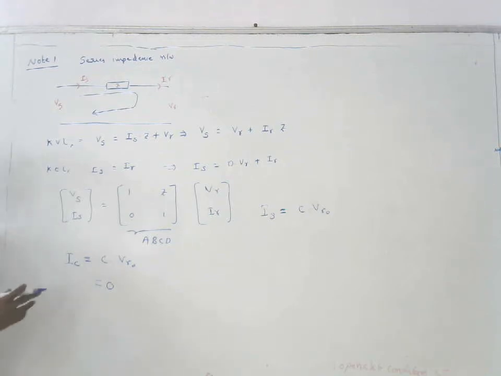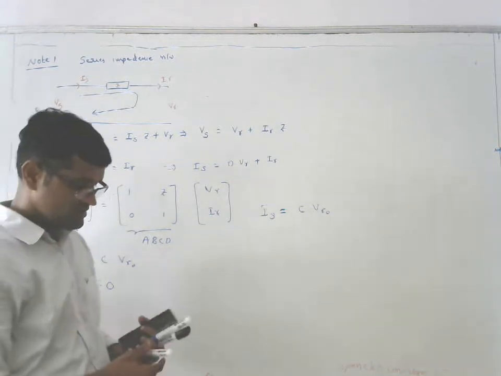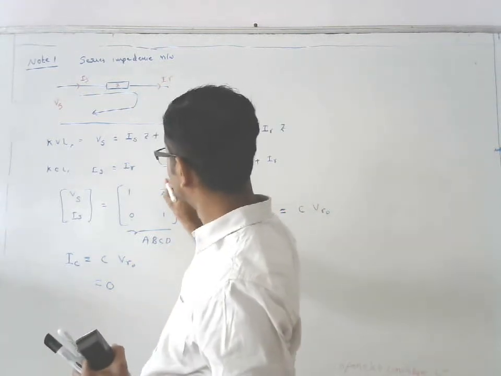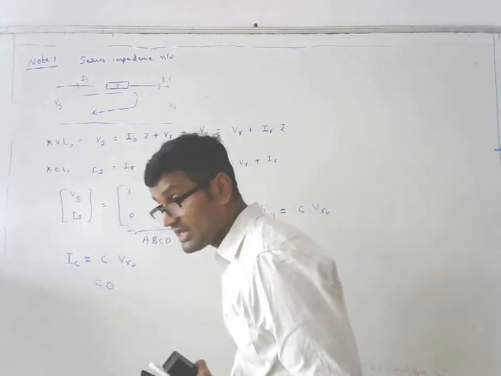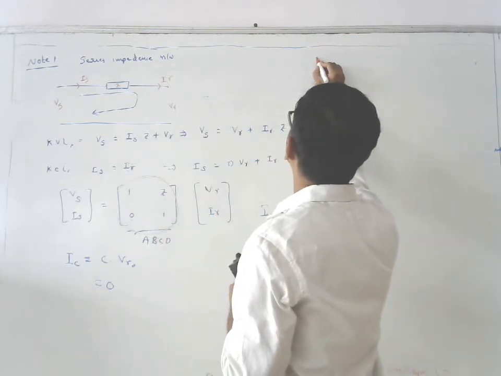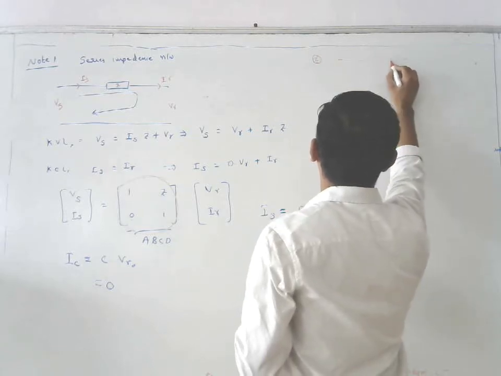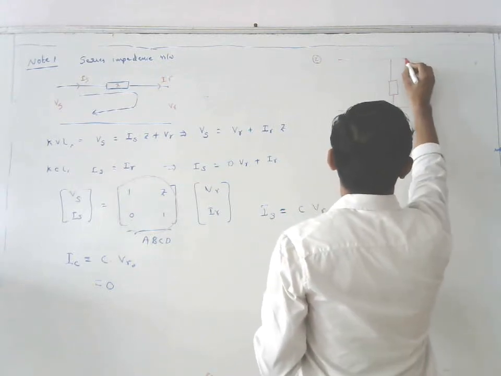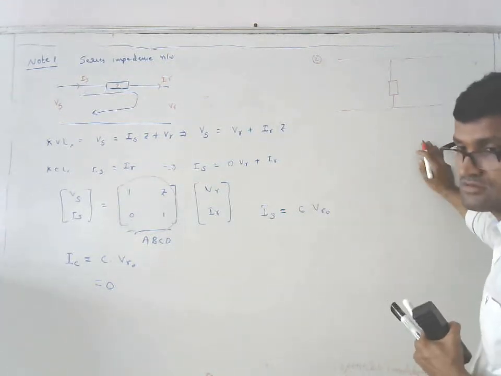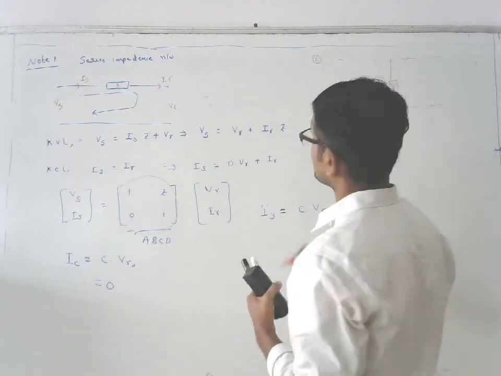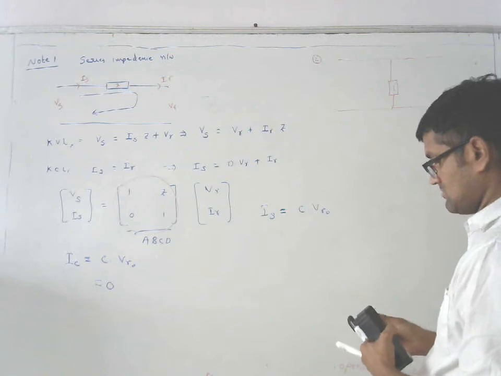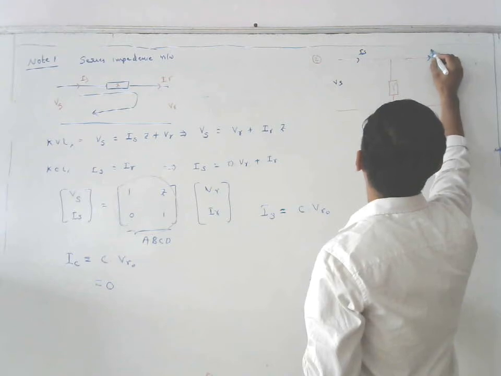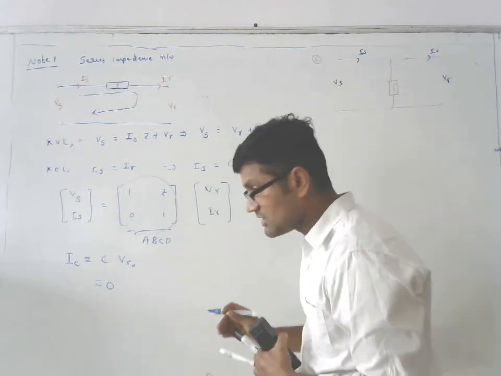Now note 2, the same analysis. In note 1, what you have to observe is that for the series impedance network, the transmission network ABCD parameters will be like this. Similarly, if you take note 2, parallel impedance network, shunt admittance network. If I consider admittance Y here, supply voltage Vs, sending end current Is, receiving end current IR, and if I consider load, receiving end voltage is VR. Now to this network.